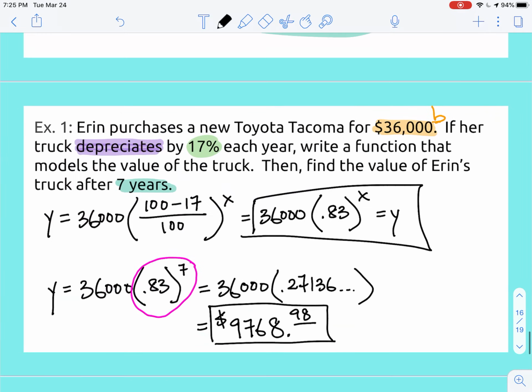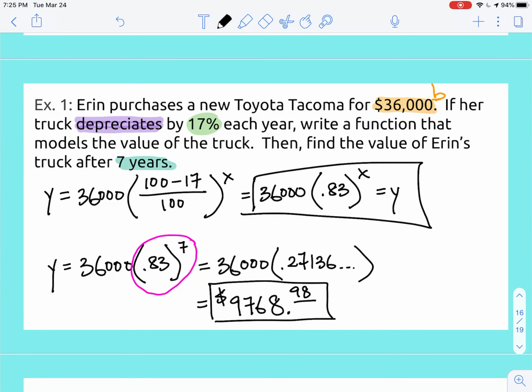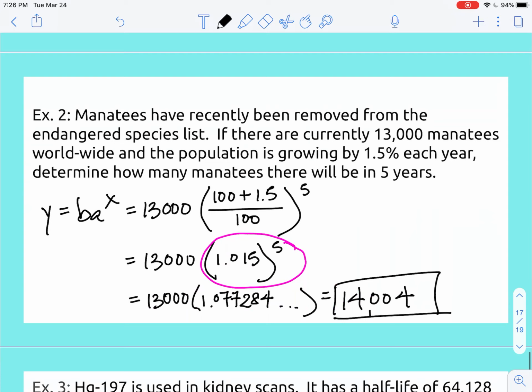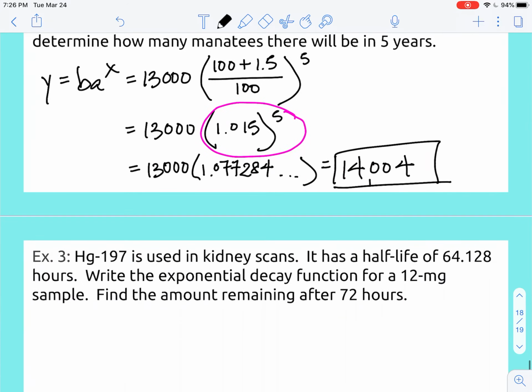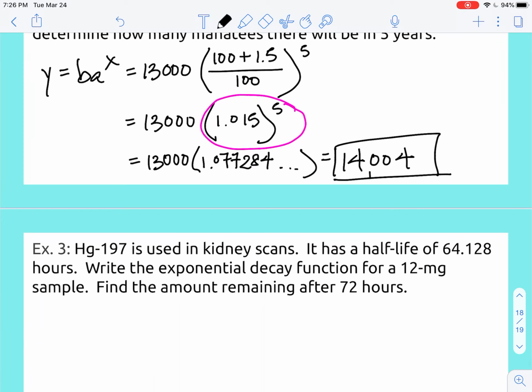Okay, so we've talked about buying a car. We've talked about populations getting taken off the endangered species list. And we're going to finish off this lesson with another classic case, which is half-lives.